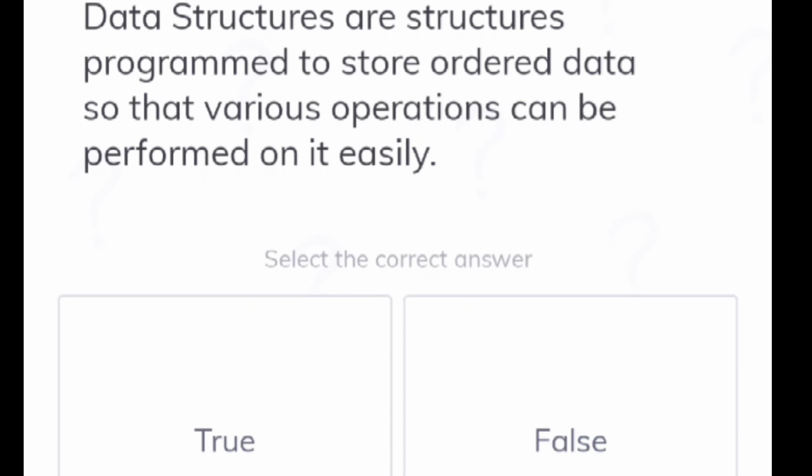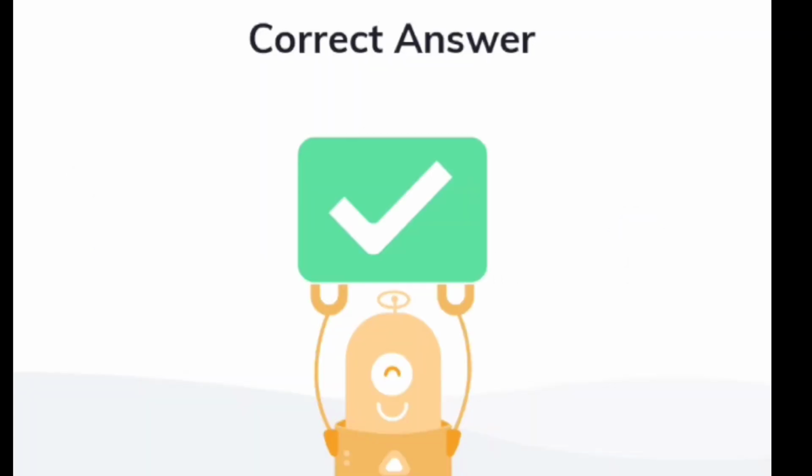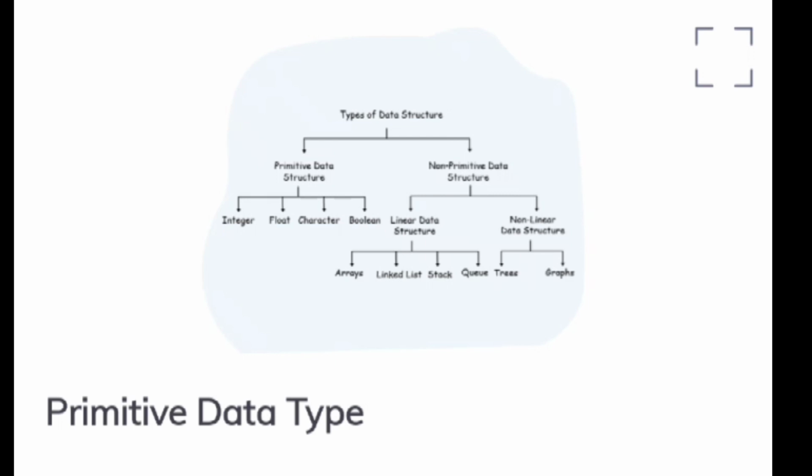Select the correct answer out of true or false. So the correct answer is going to be true. Now check the result. Yeah, correct. Next topic, types of data structure.